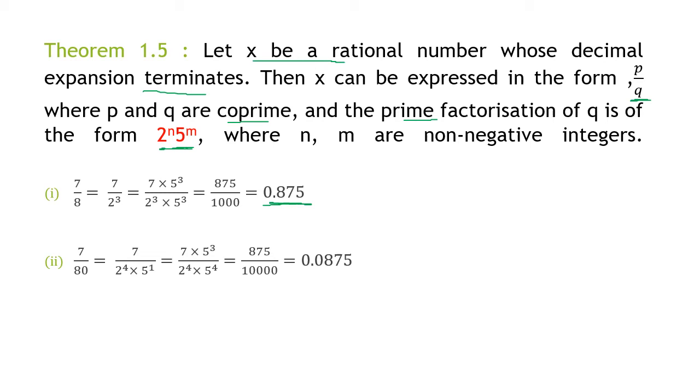0.875. Now 0.875 is written as 875 upon 1000. When you do the cutting, you express it as 7 into 5 cube over 2 into 5 cube, so the 5 cube and the 5 cube get cut. So what remains? 7 upon 2 to the power 3. So what do you observe here? The Q is in which power? In the power of 2. Because the number is actually 7 upon 8, and 8 can be expressed as a power of 2. So this decimal will be a terminating decimal.